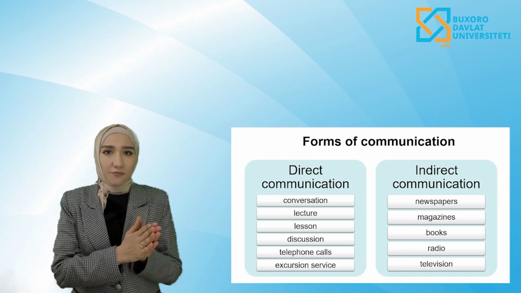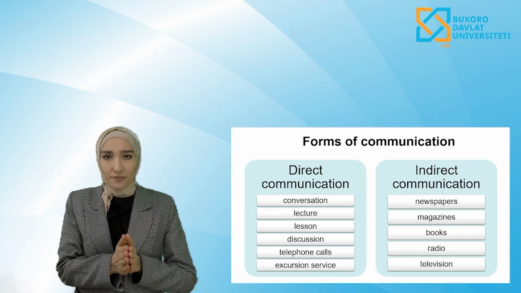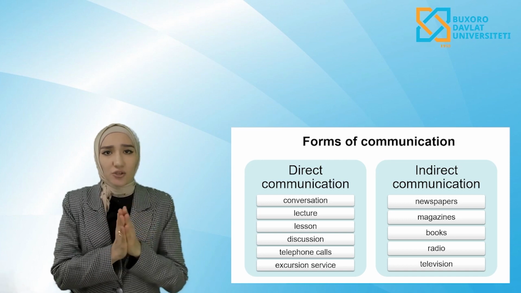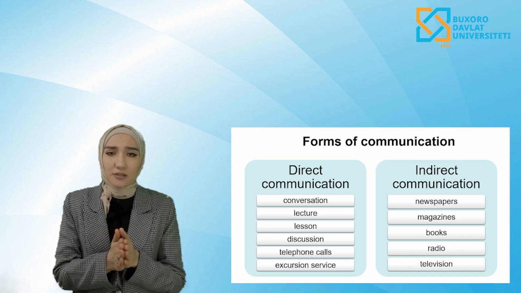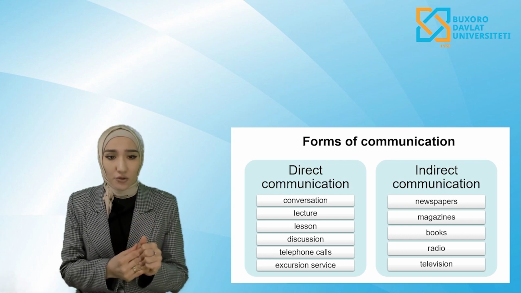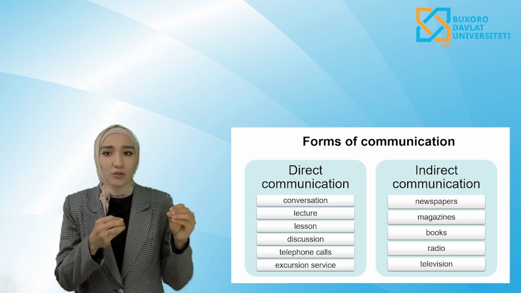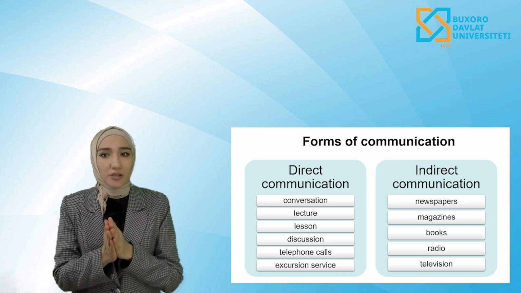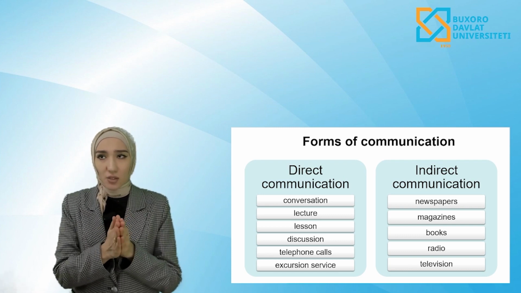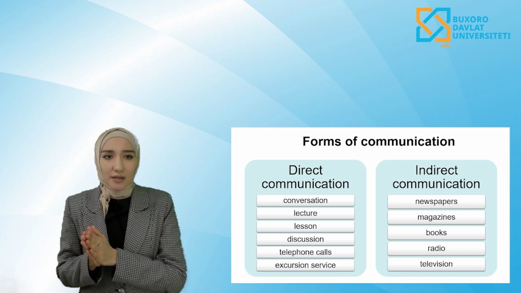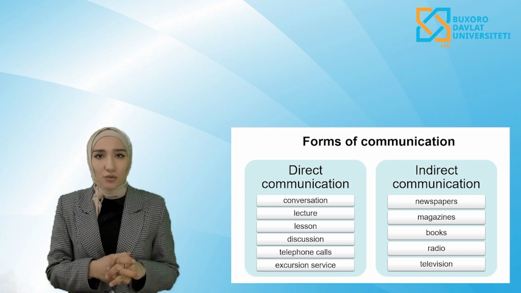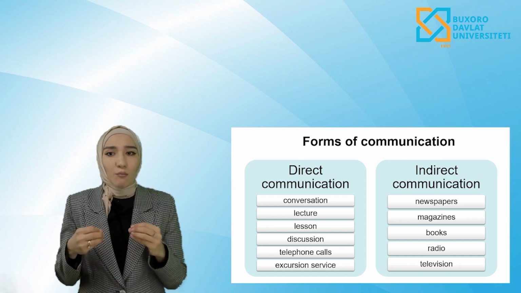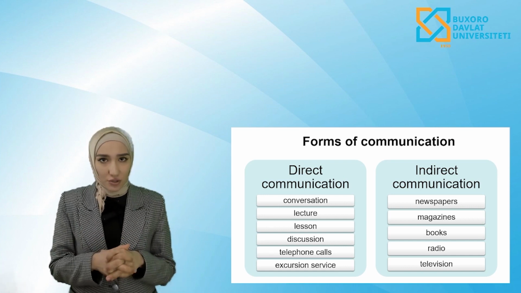Let's start with the first one, direct communication. Direct communication includes conversation, lectures, lessons, discussions, telephone calls, and excursion services. So, during an excursion, we mainly talk directly with travelers and tourists. In indirect communication, we mainly use some means that make our excursion service more colorful and more interesting.